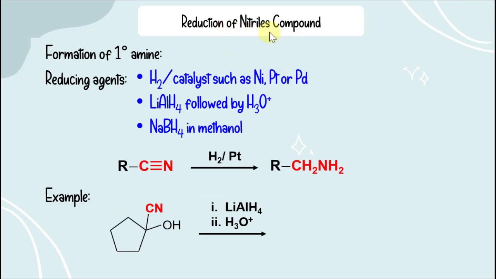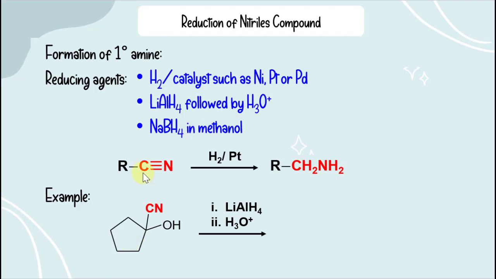Next, we have the reduction of nitrile compounds. The reduction of nitrile compounds will produce a primary amine. The reducing agents that can be used are hydrogen with a catalyst such as nickel, platinum or palladium, lithium aluminum hydride followed by hydrolysis, and also sodium borohydride in methanol. For this reaction, we can use any reducing agent. In this reaction, the carbon triple bond N will be reduced into CH2 and NH2. So we just add two hydrogens on the carbon and also two hydrogens on the nitrogen.